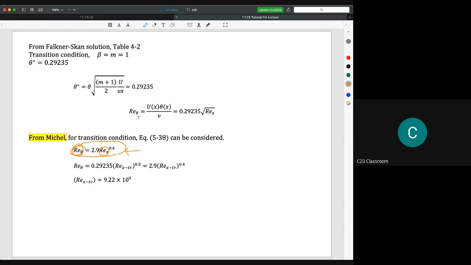So now we have two values of Reynolds theta here, and this also has the Reynolds x here. So we equalize these two equations, and we assume that this equation is actually the transition point. If we solve this one, we could get the Reynolds transition in the x-axis. So it is equal to 9.22 times 10 to the power of 9.